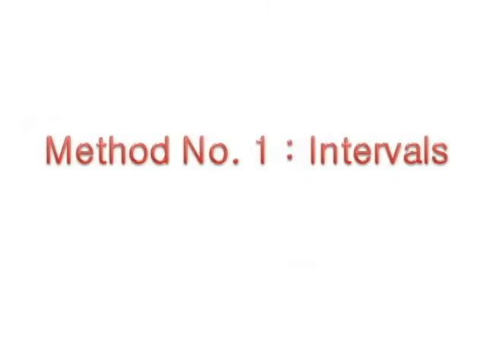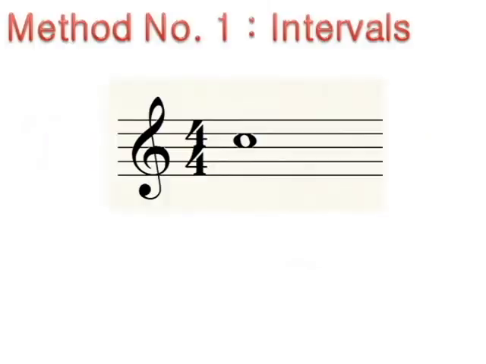Method 1. Spelling major triads by interval. A triad is made up of 3 pitches. These pitches are called the root, the third, and the fifth. In a major triad, the third is an interval of a major third above the root. The fifth is an interval of a perfect fifth above the root. An additional comparison is that the distance between the third and the fifth is an interval of a minor third.